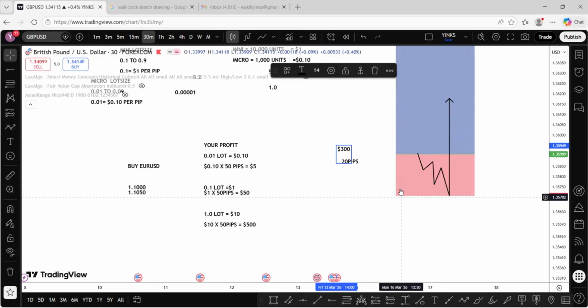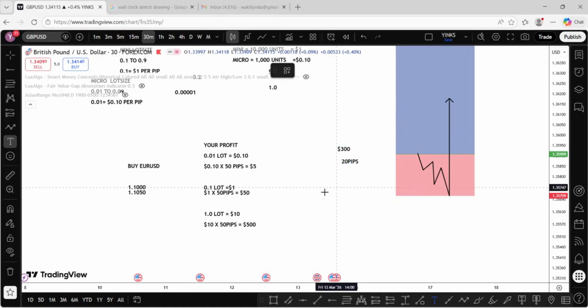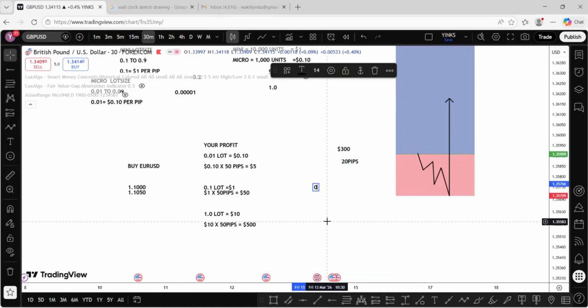So how much is this going to cost you using this 20 pip risk with this lot size? It's simply, let's do it together. 0.10 cents times 20 pip risk. 20 pips risk is going to cost you $2 from your account to make $5.